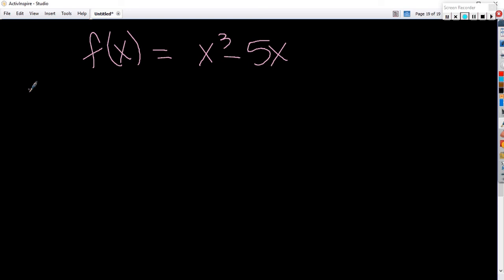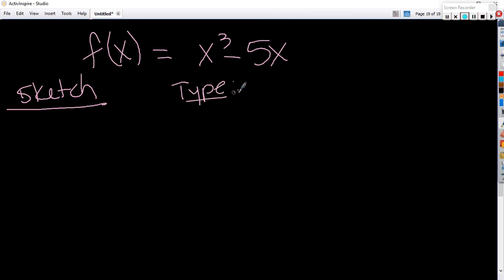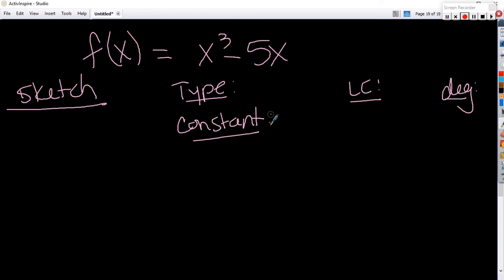Here's what we're going to do. We're going to sketch a graph. So I'm going to have to graph it to see what it looks like. We're going to tell the type, the leading coefficient, and the degree, and the constant.